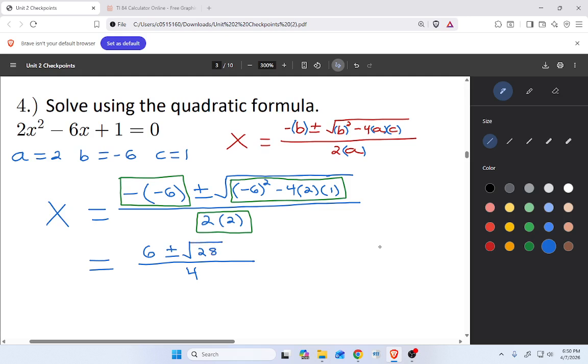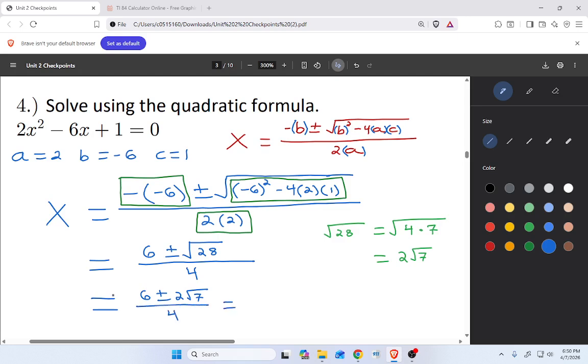Now I do need to simplify the square root of 28, so I'm going to do that. The square root of 28, that is the same thing as the square root of 4 times 7, and the square root of 4 is 2. So that is 2 square roots of 7 whenever I simplify that root. So we've got 6 plus or minus 2 square root of 7 all over 4.